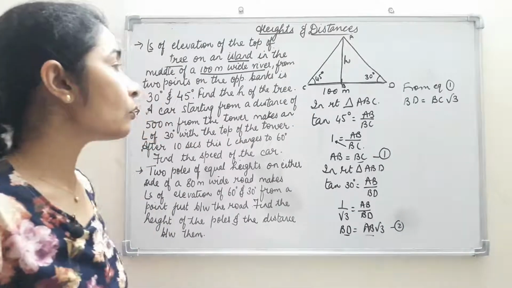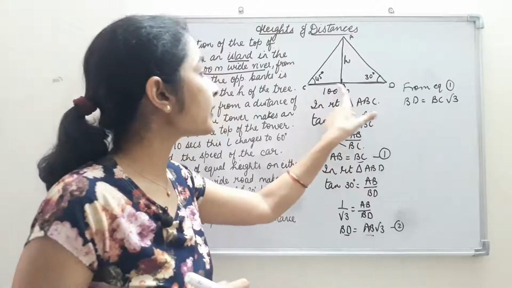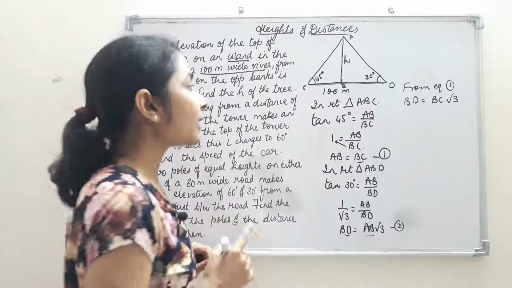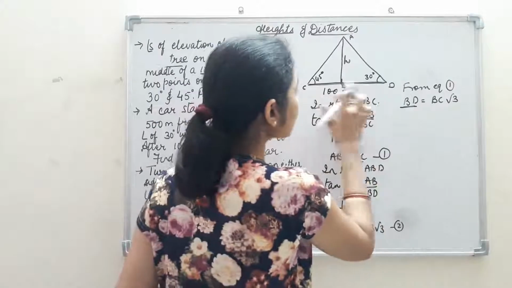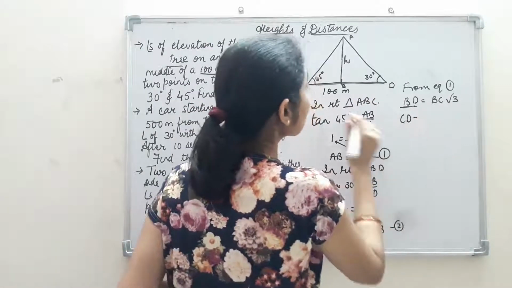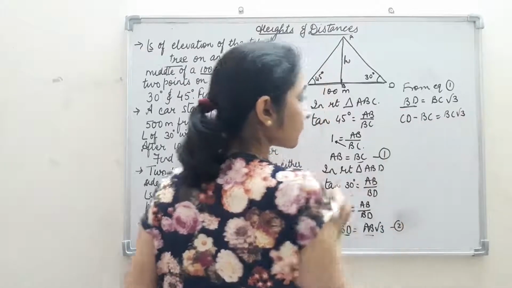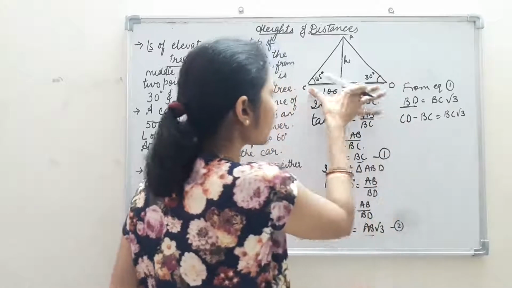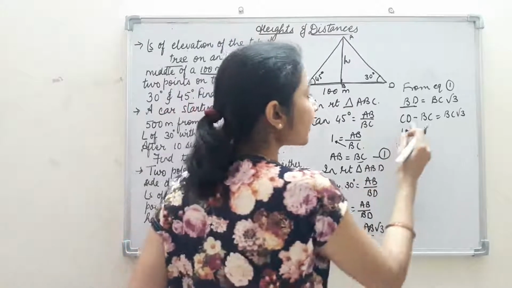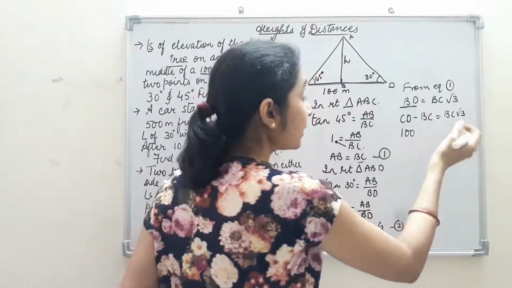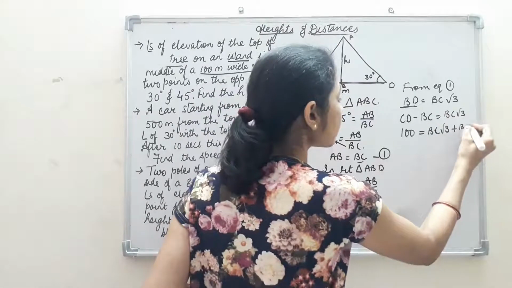Now we already know that BD is equal to CD minus BC, isn't it? So that we can also substitute here, that BD, what is the value of BD? That is equal to CD minus BC is equal to BC root 3. Okay, now the value of CD that I am having is 100 meters. So 100 minus BC, I'll take this BC on the other side, then what do I get? 100 is equal to BC root 3 plus BC.